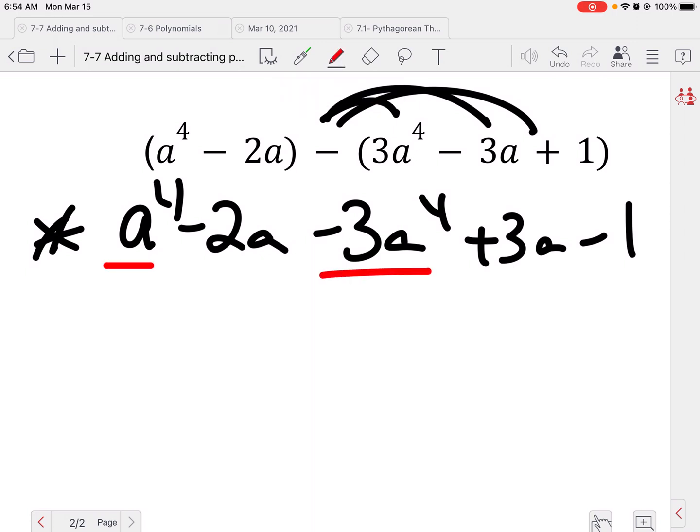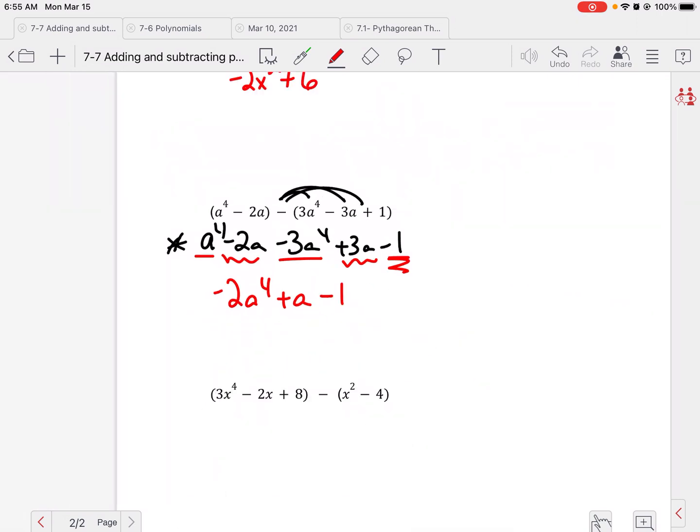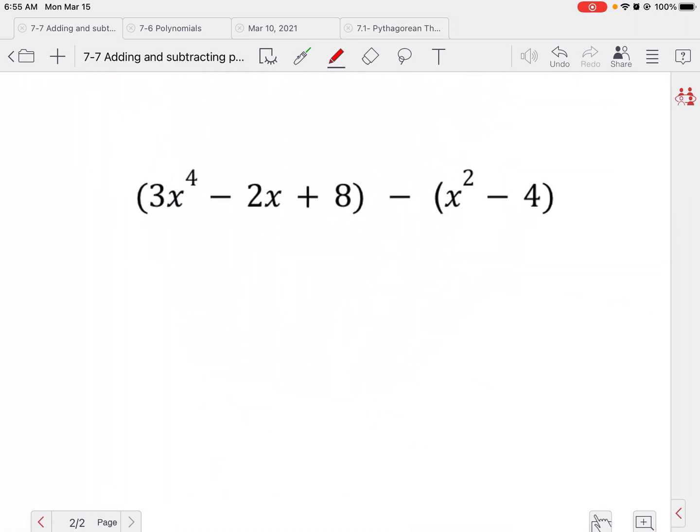So we have a to the fourth minus 3a to the fourth, which would be negative 2a to the fourth. I have no a cubes, I have no a squareds, so I'm going to move on to a's. Negative 2a plus 3a would be plus a, and then this minus 1 comes along for the ride. Okay. Go ahead and try this one.